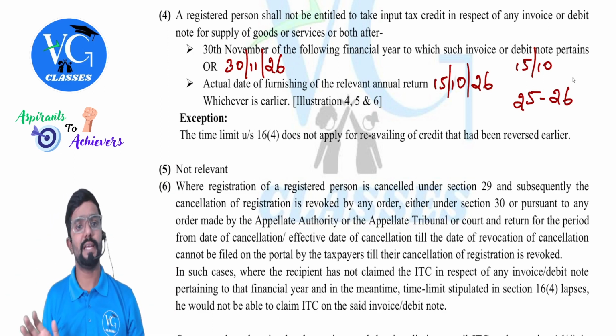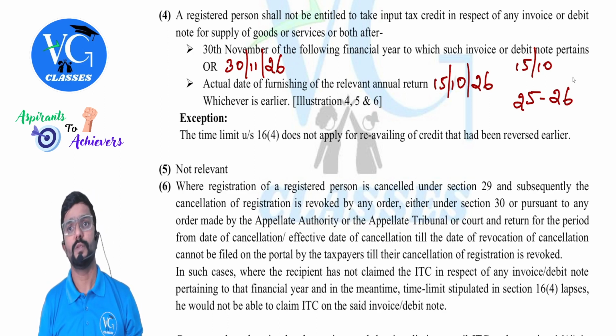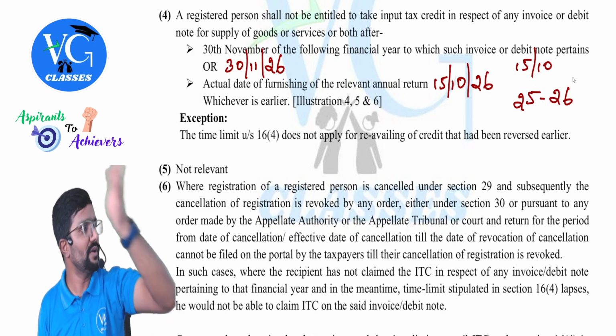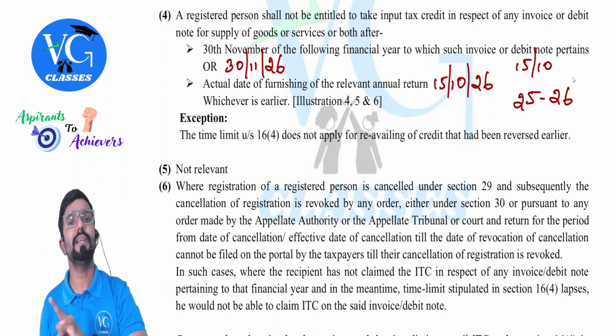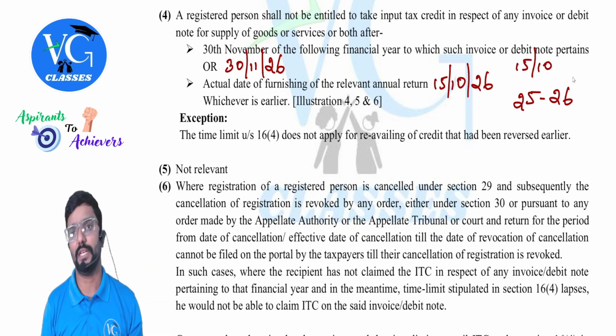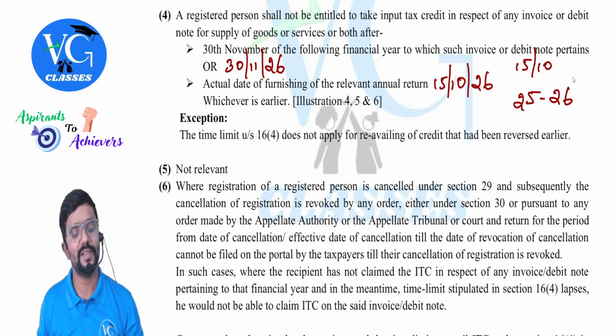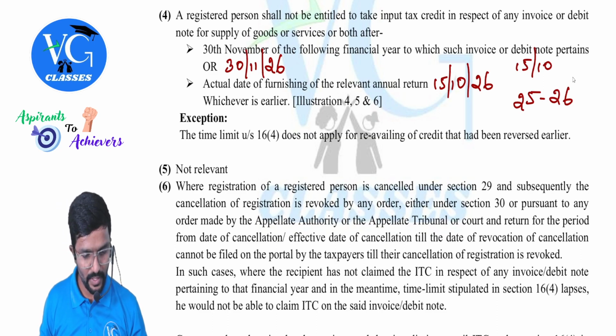For re-availing the credit, is this deadline applicable? No. Why so? Because it was already availed, later it was reversed, and now we are re-availing it. So for re-availing the credit, this time limit is not applicable, guys. Whatever is given here. So we have totally 3 illustrations for it. We will see. Come to the illustrations.